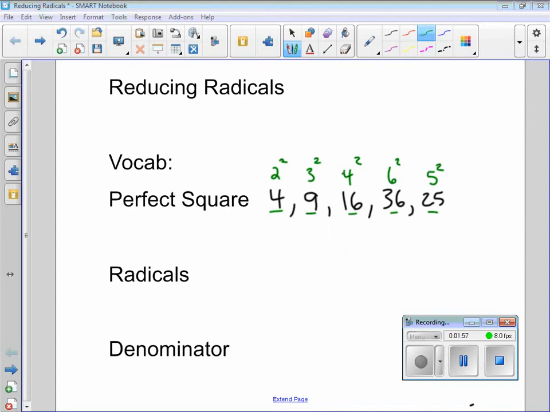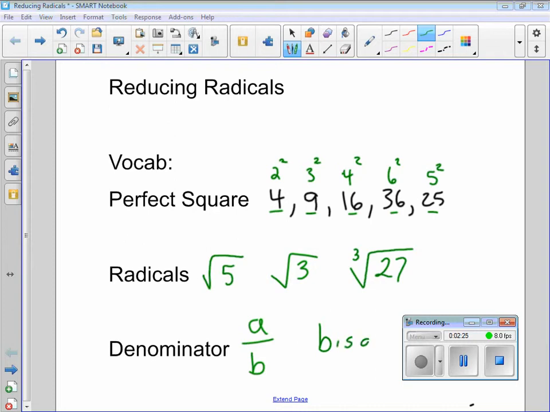All right, radicals. Radicals are just things in this form, and this can be a radical too. I put a little 3 out here and 27, and that's saying the cube root. Now we're not going to deal with that this year, but those are called radicals. Denominator: just remember the denominator is the bottom. Okay. Make sure you understand those basic vocabulary words.